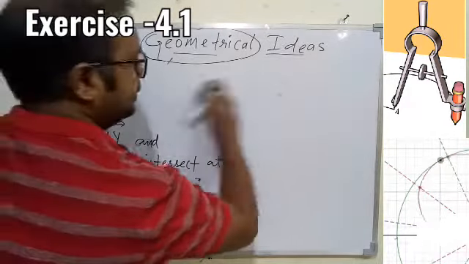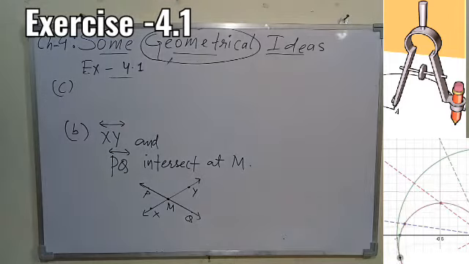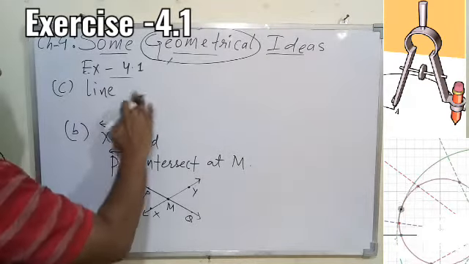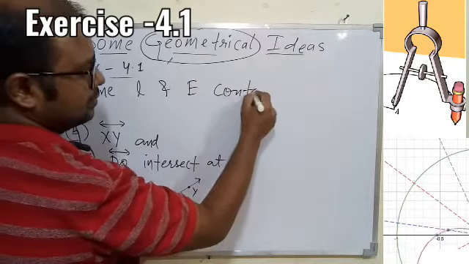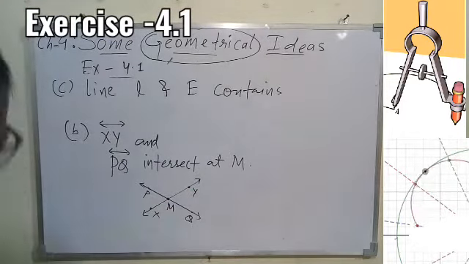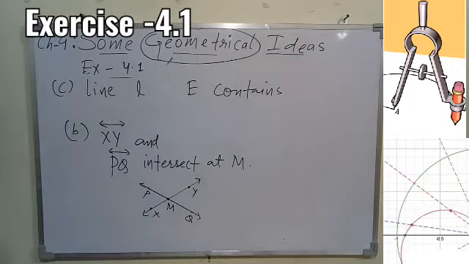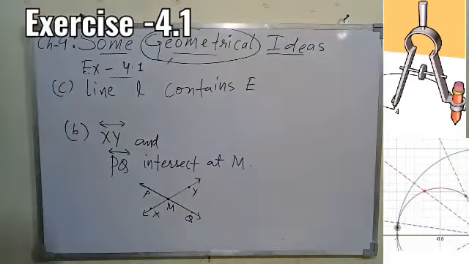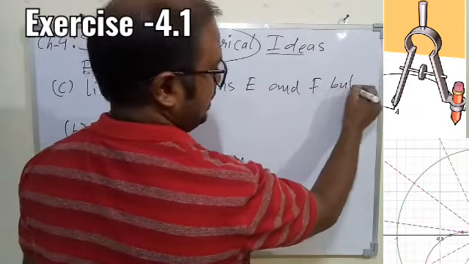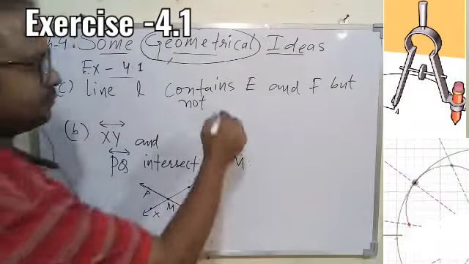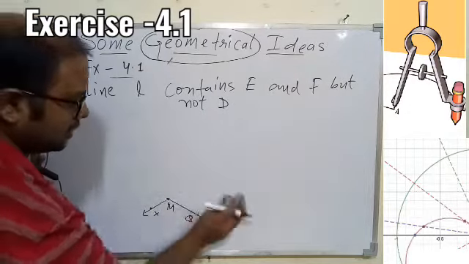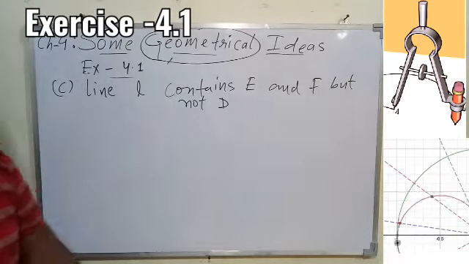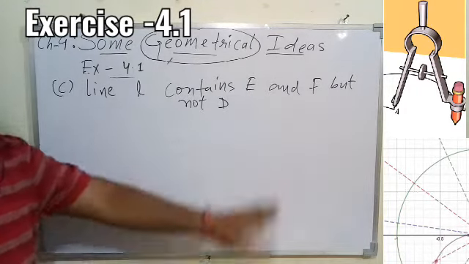Okay, so number C says that line L contains E and F. So I'm writing the statement: line L contains E and F, but not D. So this is the new statement given to you. It is written that line L contains E and F. Contains means E and F, different points, are on the line L, but D is a point which is not on the line L. So how to do it?